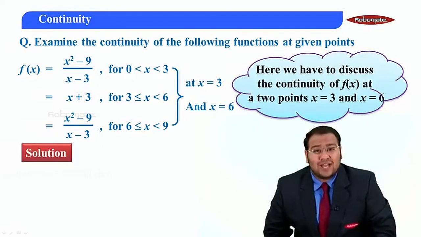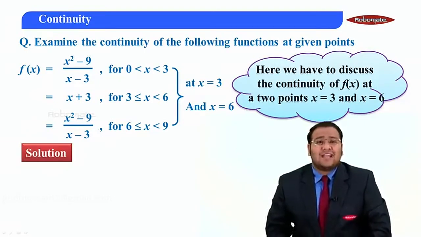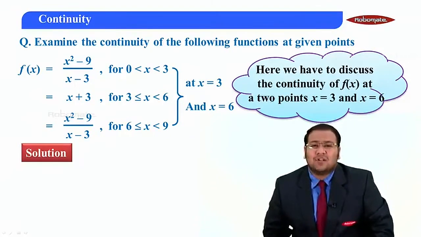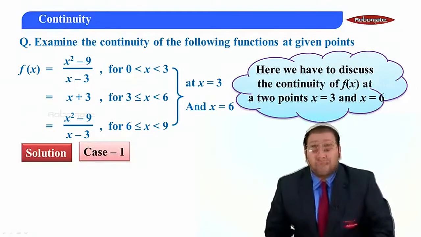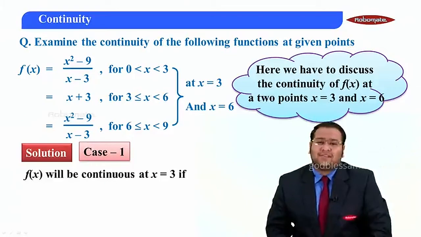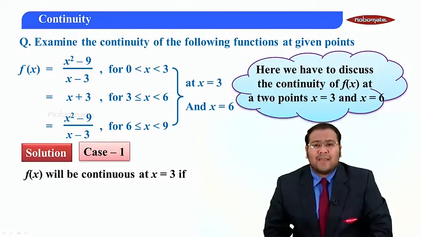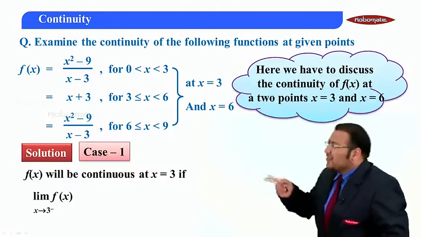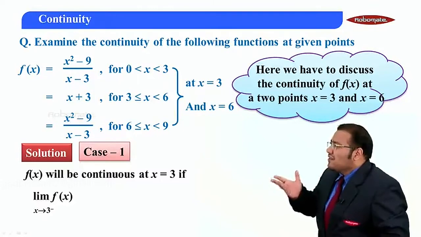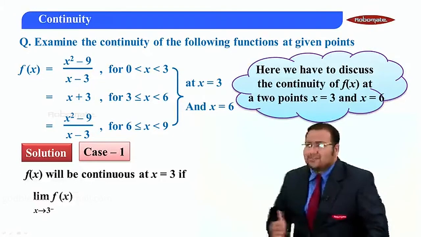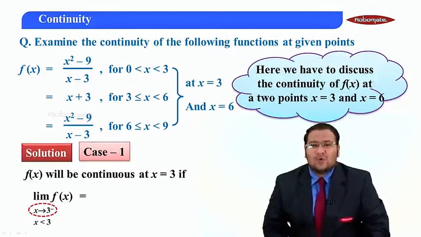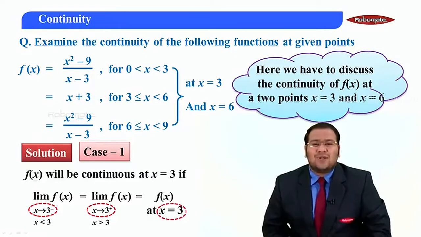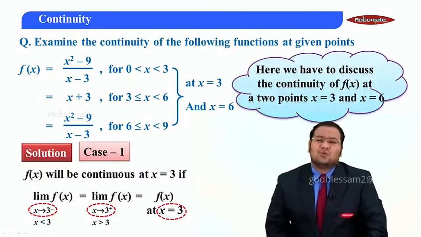Here we have to discuss the continuity of f(x) at 2 points, and which are they? x equal to 3 and x equal to 6 respectively. So, case 1, when x is equal to 3. f(x) will be continuous at the point x equal to 3 if we know already this equation. What is the equation? The limit as x tends towards 3 minus of f(x) should be equal to the limit as x tends towards 3 plus of f(x), which should be equal to f(x) at x equal to 3.